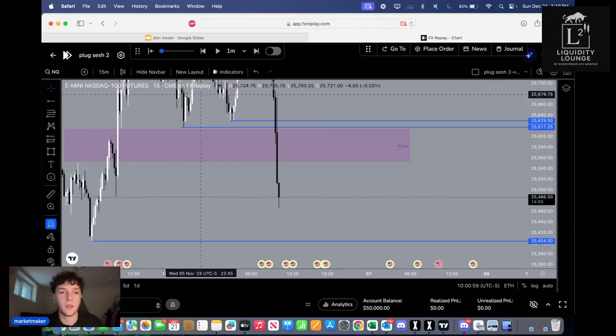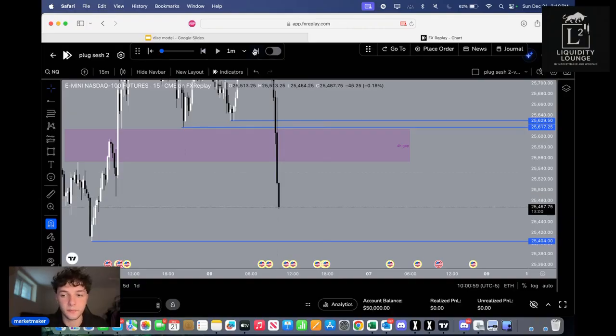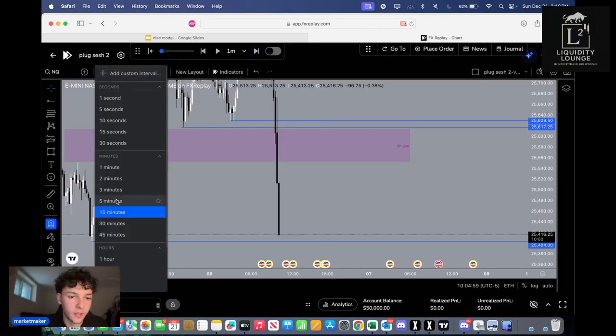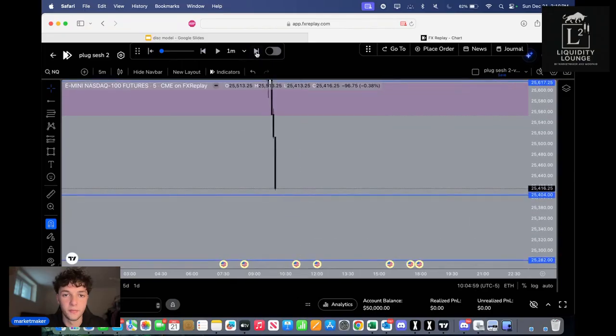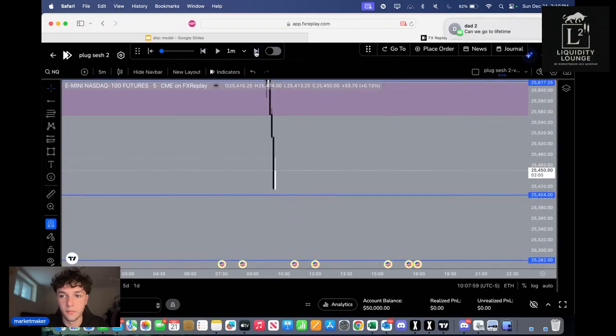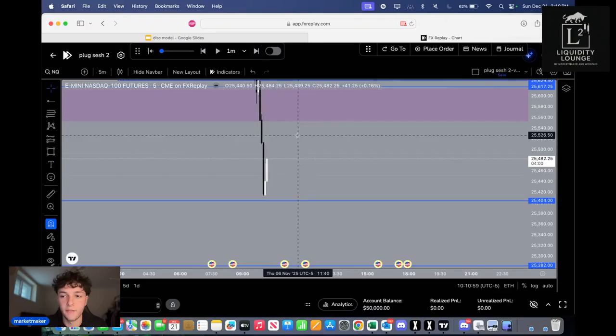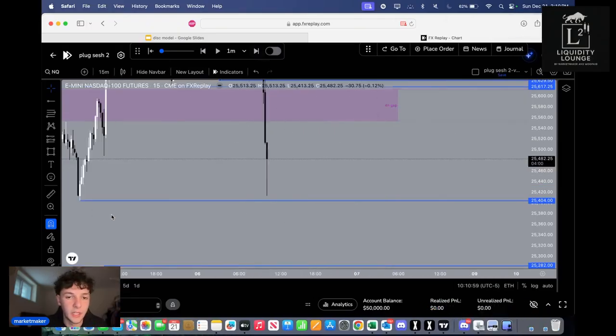All right, so let's see if we can form this 15-minute gap over here. We have 13 minutes left. Could also check the 5-minute. No 5-minute retracement. Okay, we get a 5-minute retracement right here with 5 minutes left until this 15-minute candle closes, right?